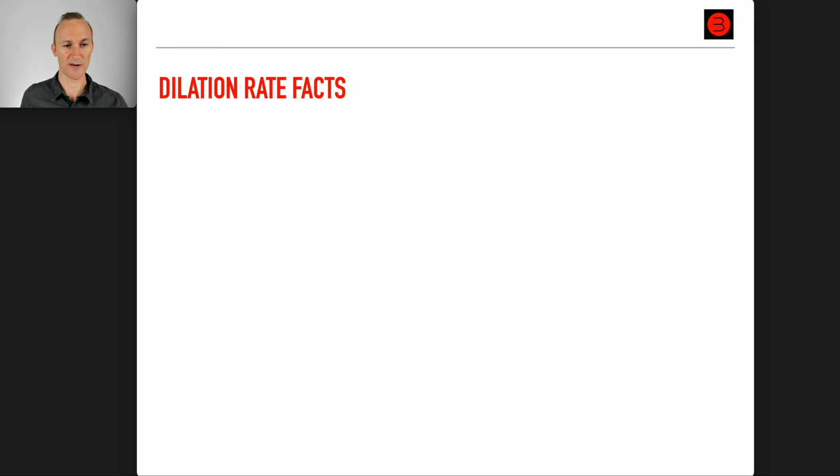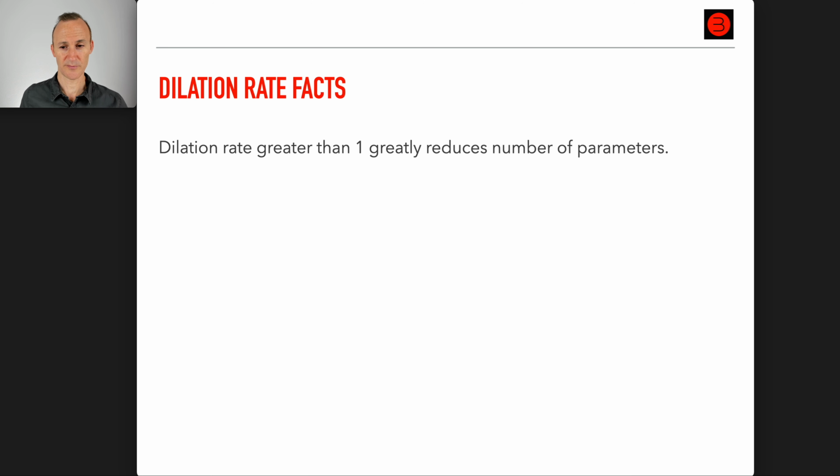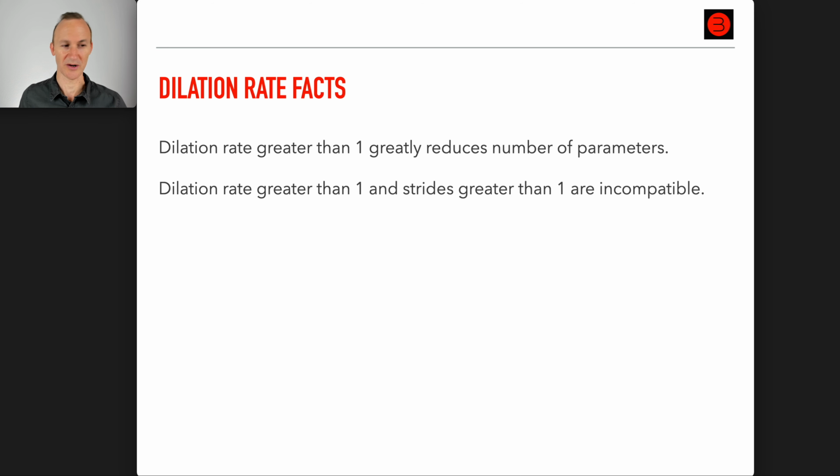So what are some dilation rate facts? Dilation rate greater than 1 greatly reduces the number of parameters, right? Dilation rate greater than 1 and strides greater than 1 are incompatible, as mentioned. It does reduce the number of parameters because the number of parameters is in fact the number of weights, and if you look at it across a whole image, you're just not going to have as many convolutions because you're spreading across greater distances.